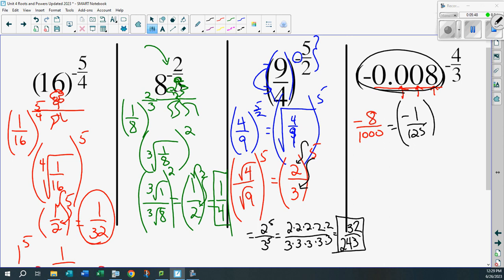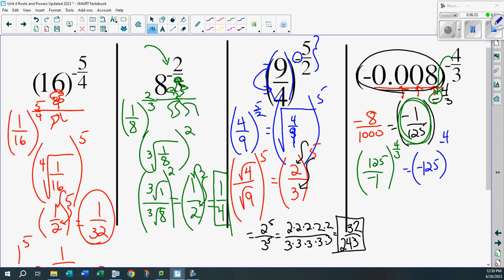Now, here we go to the negative 4/3. But watch your negatives. This negative in here never changes. The negative up front changes when you reciprocate it. So we're going to do the reciprocal. Okay, so this becomes 125 over negative 1. That changes this negative here to a positive 4/3. Do you see how those negatives can be confusing? Now, 125 over negative 1, well, isn't that just negative 125, to the 4/3.